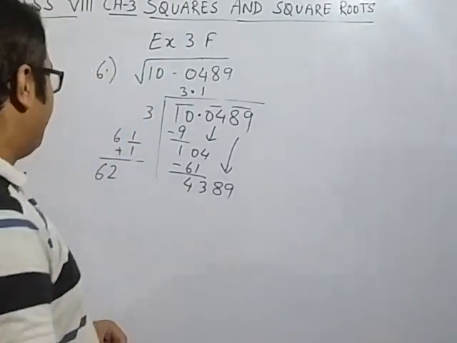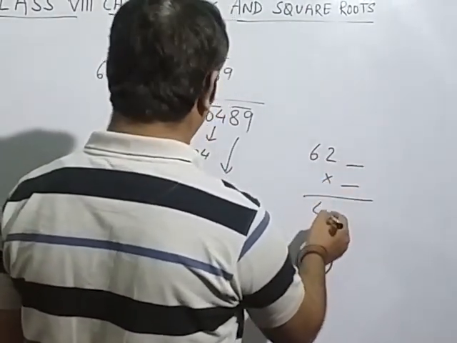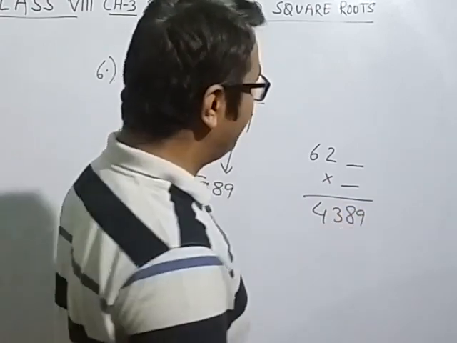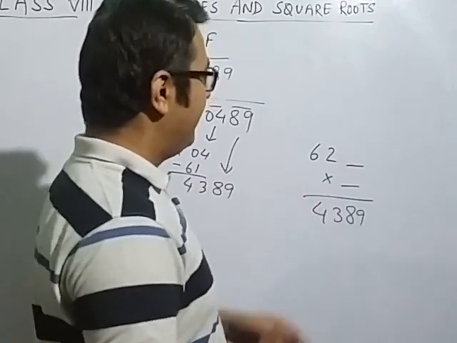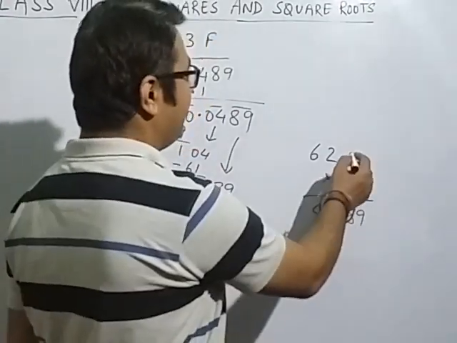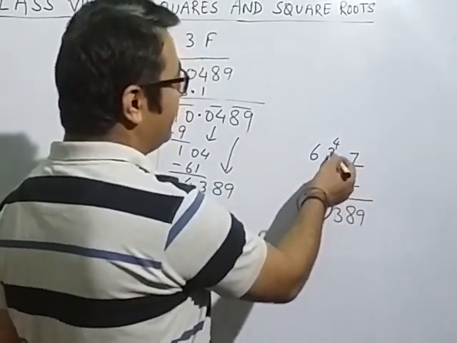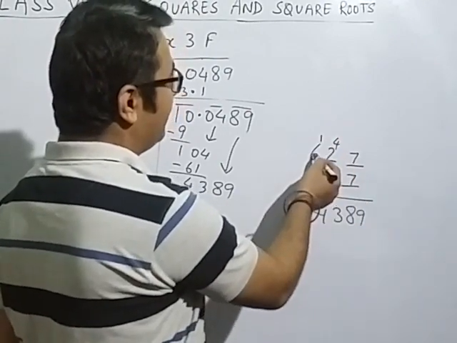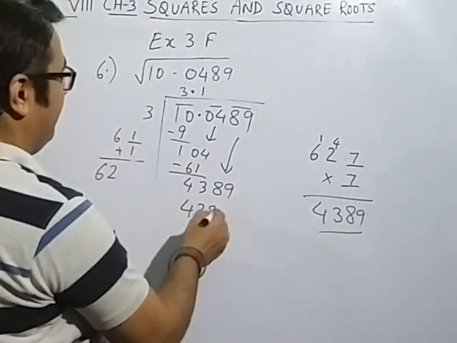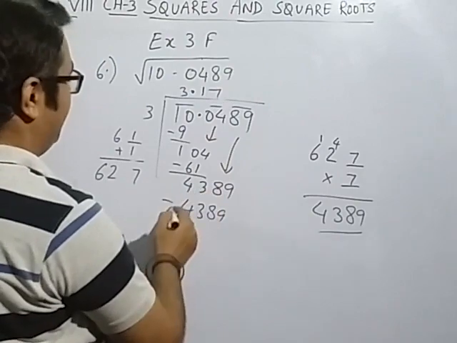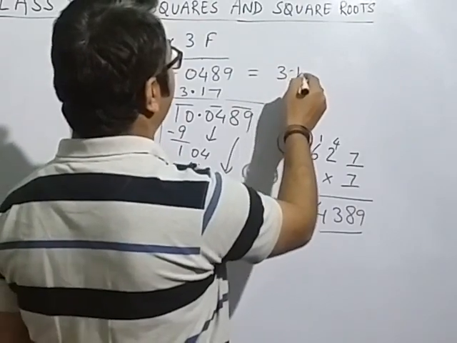So we need to check which number we will take with 62 so that the product is 4389. Since the unit digit is 9 here, either we will take 3 or 7. If we take 3, I don't think 4389 will come. So let us check by 7. 7 7s are 49, 7 2s are 14 plus 4, 18, 7 6s are 42 plus 1, 43. So I got 4389, 627 7s. Remainder is 0. So the square root of 10.0489 is 3.17.